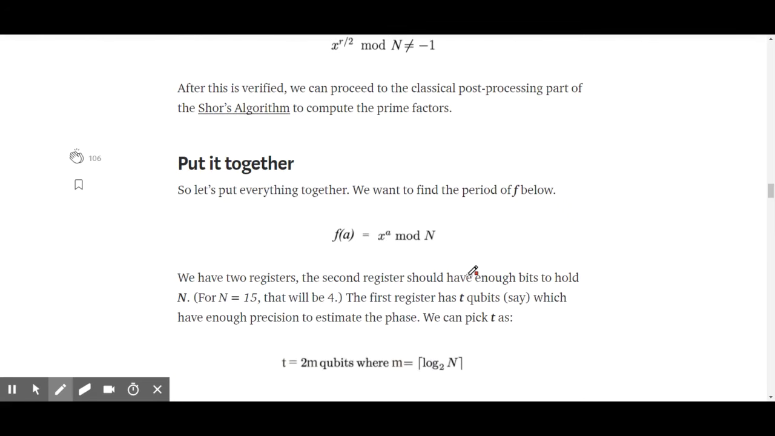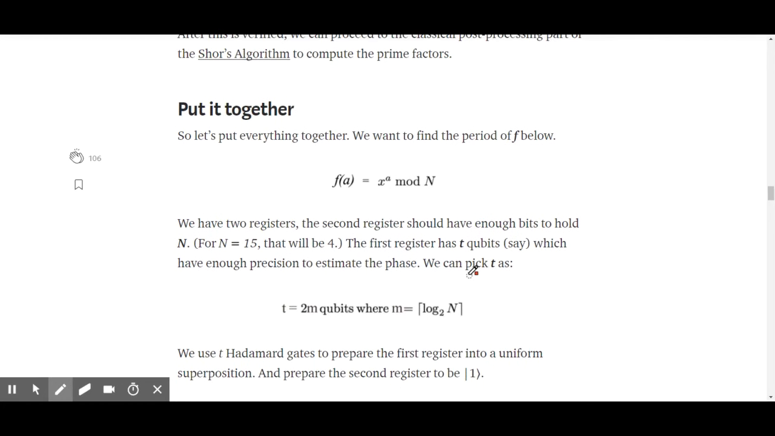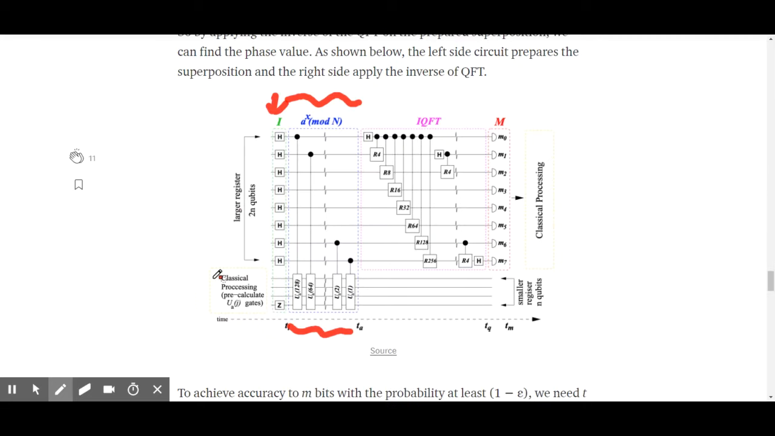Let's put everything together. We want to find the period of f below. We have two registers. The second register should have enough bits to hold n. Correct. So those are, I guess, these registers here they're talking about, right? Correct.